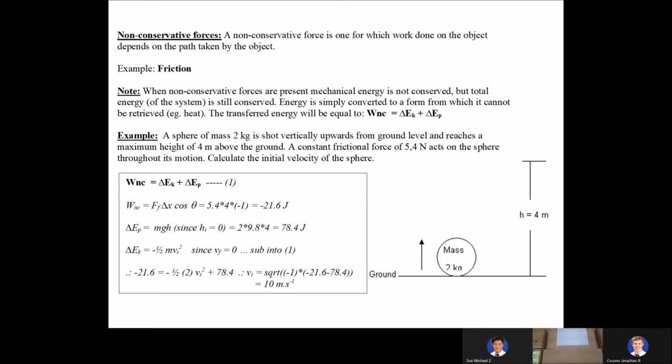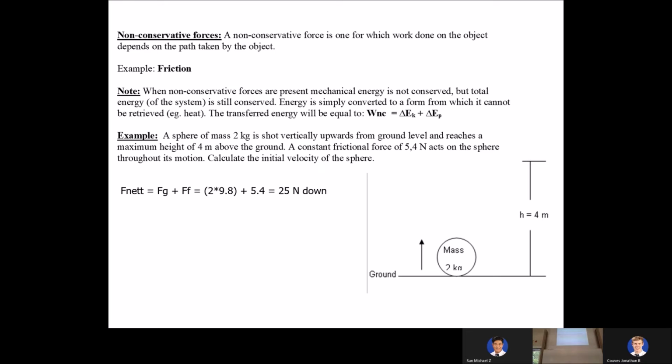No, I mustn't do it that way. I must do it this way. So watch. I did it the easy way. I said, okay, let me work out the net force first. Net force equals the sum of the forces. Force of gravity is 2 times 9.8. Force of friction is 5.4. 25 newtons down. I didn't make them negative. I just know it's down, so I know what I'm doing.